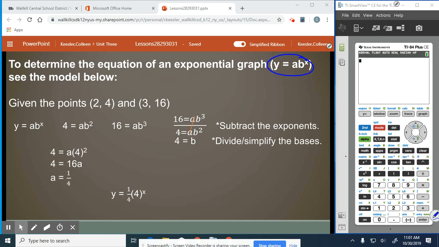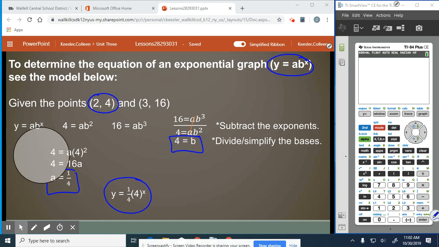So then once I had b, I put that into the equation with one set of coordinates. So 4 equals a times 4 squared because I have the coordinate 2 and 4, and use that to solve for a. So 4 squared is 16. That leaves me with 16a. Divide both sides by 16 and 4/16 is 1/4. Now I have a is 1/4 and b is 4. Put that into y equals ab to the x, and we come up with this equation here, 1/4 times 4 to the x.